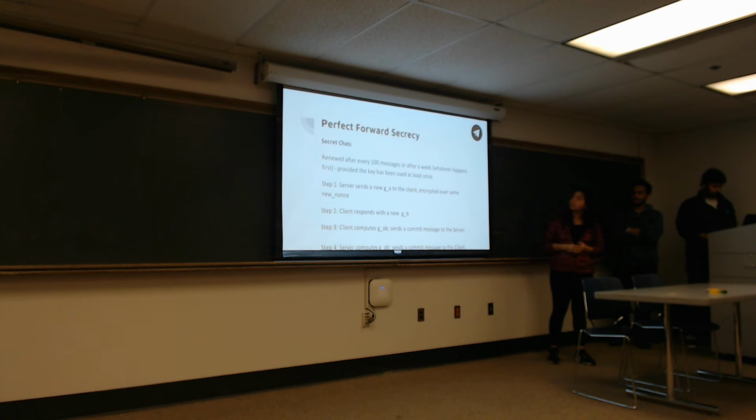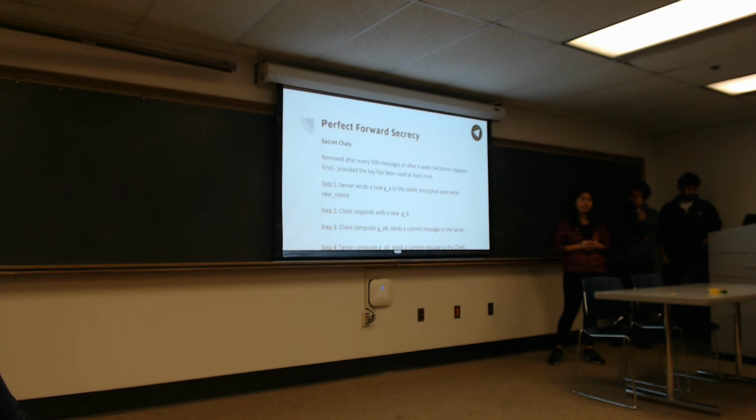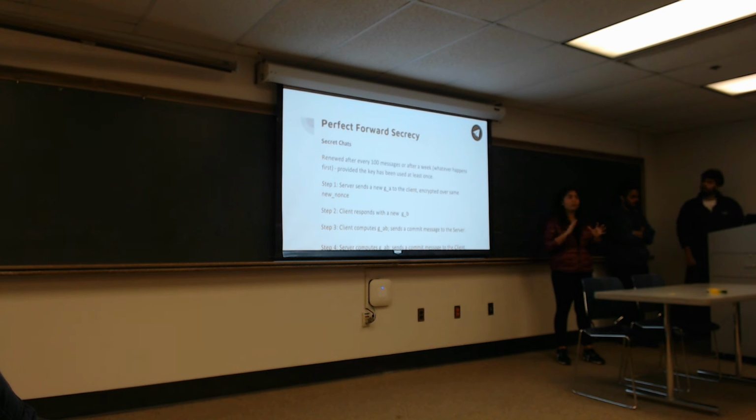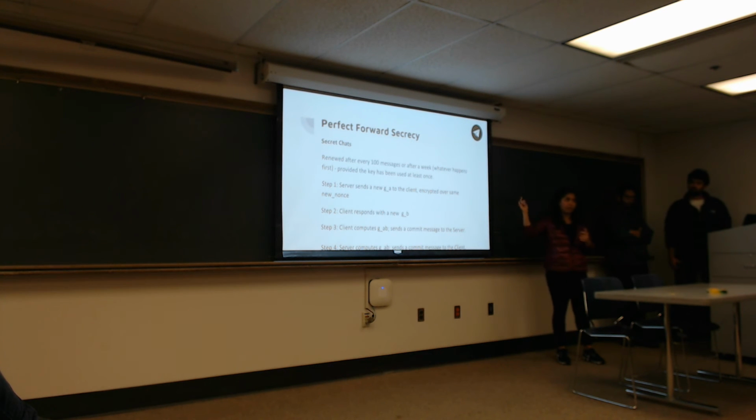So now let's talk about how perfect forward secrecy is maintained in Telegram. In secret chats, this particular shared auth key that you have established will be valid for either a week or about 100 messages, whichever happens first, provided you have used that key for at least one message. And once the key expires, you redo the Diffie-Hellman key exchange and establish a new nonce.